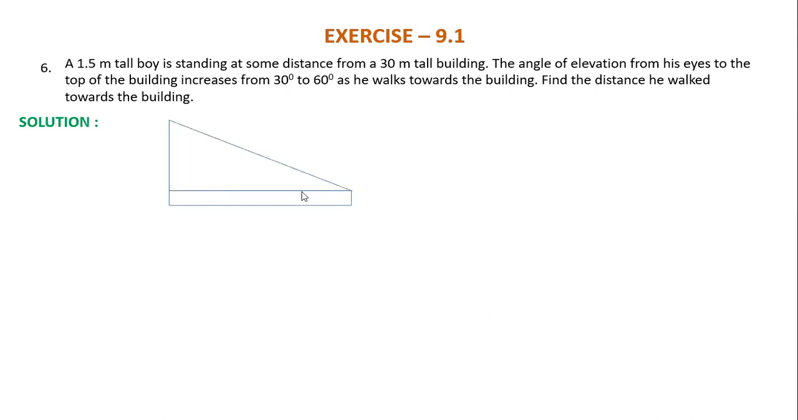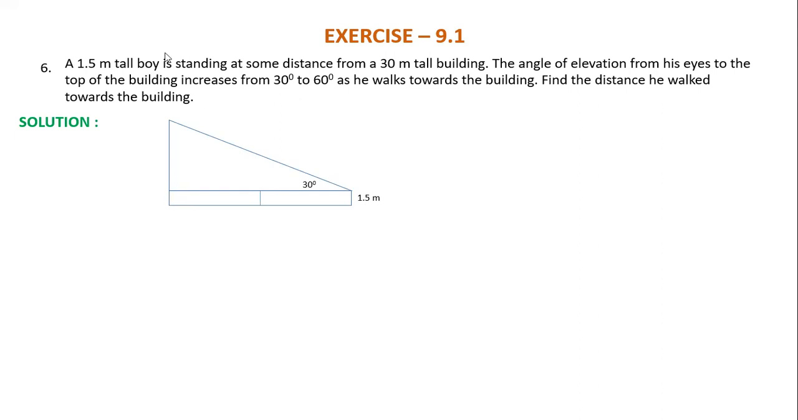Now, this is the height of the boy, which is 1.5 meters. And this is a line of sight. The tower is from here to here. It's a full tower. Now, the total building is 30 meters. This building is 30 meters. But from here to here, it is 1.5. So if this is one point, the angle is 30 degrees.